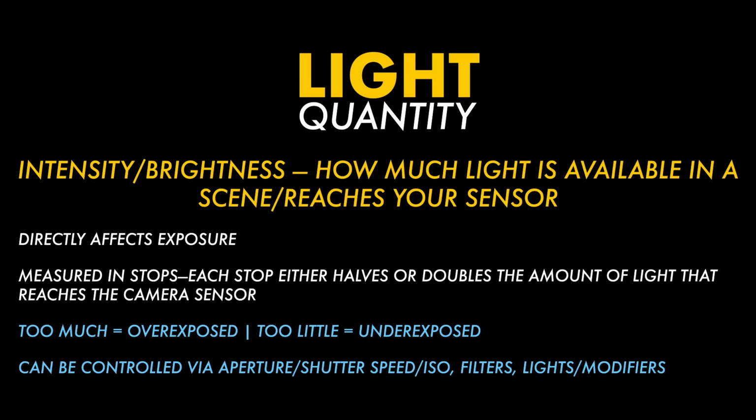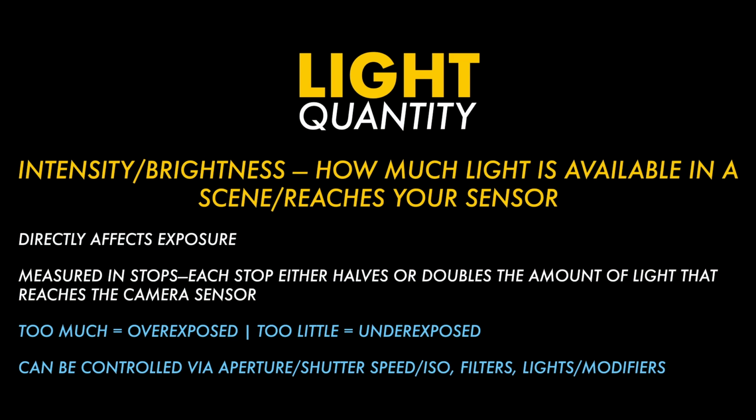All right, before we get into exposure, we're going to discuss light quantity. So this is our third of the qualities of light. This is the intensity or the brightness. How much light is available in a scene? How much light reaches your sensor? What's the difference between those two things? Light that's available in a scene and light that reaches your sensor.